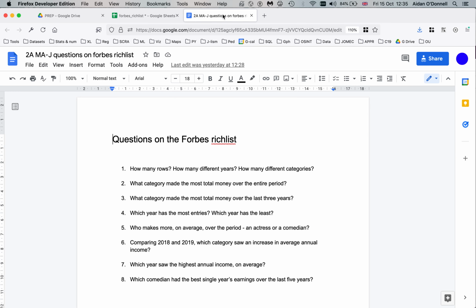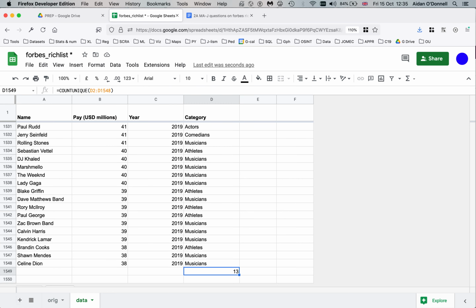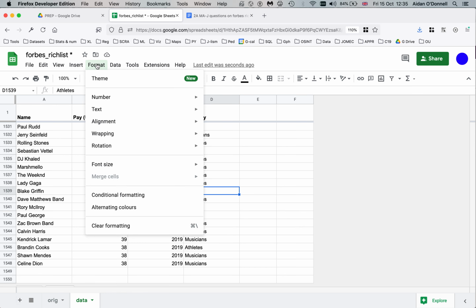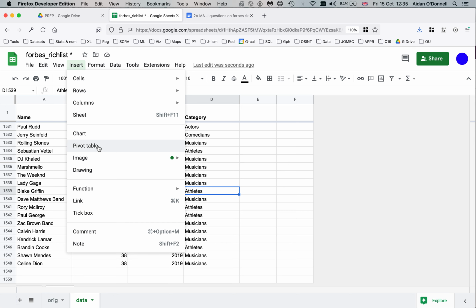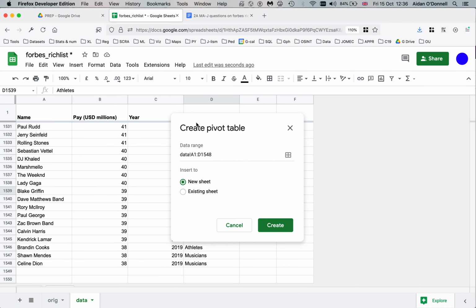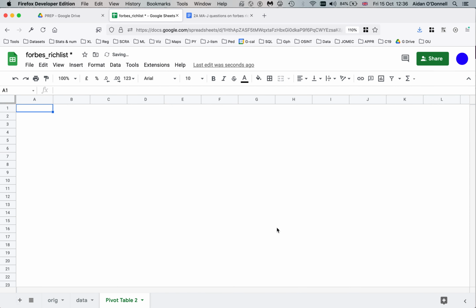Second question is, which category made the most money, the most total money over the entire period? Okay, so here we want to add up all the annual earnings for musicians that are listed, like this. And once we've got a sum of all of that, we want to do it for all the athletes. So the way to do this is with a pivot table, which can live in different places depending on your version of Sheets or Excel, but insert or data or tools.